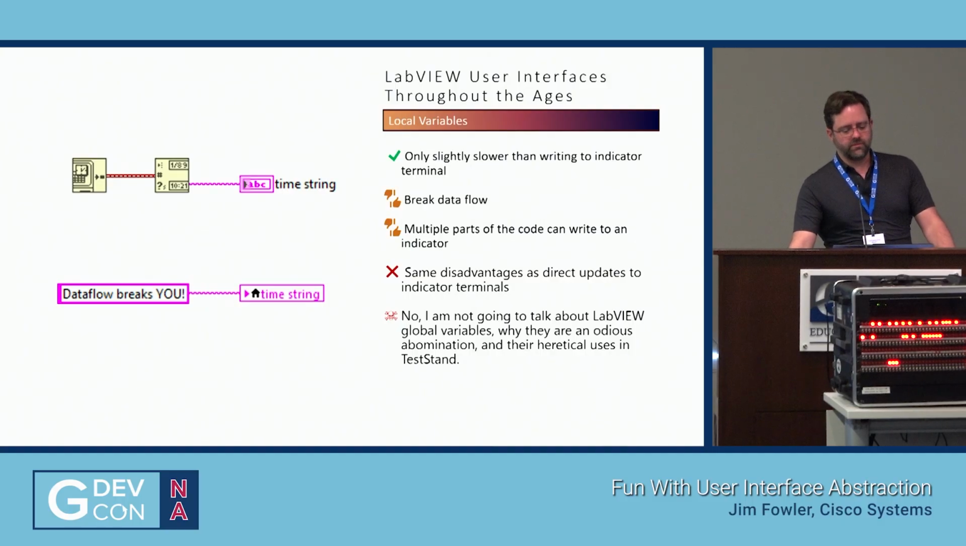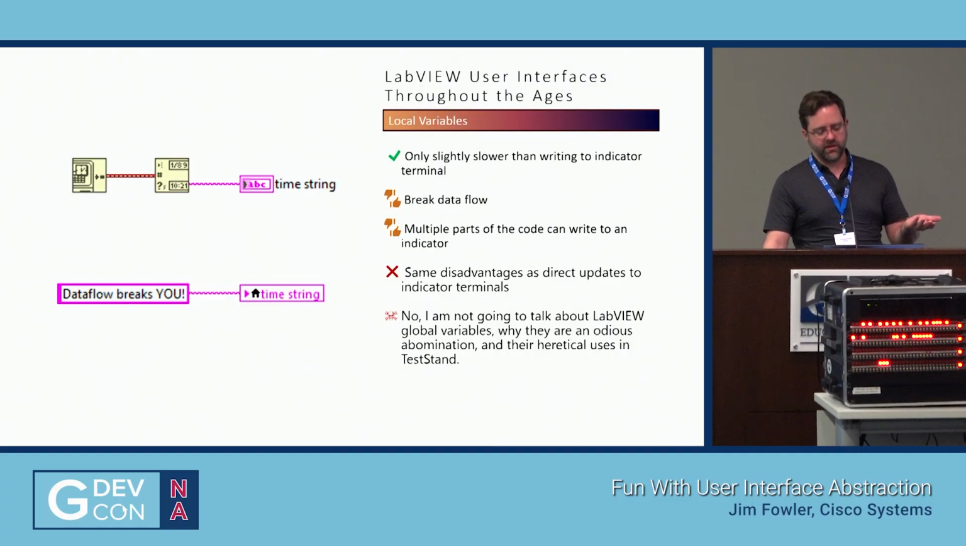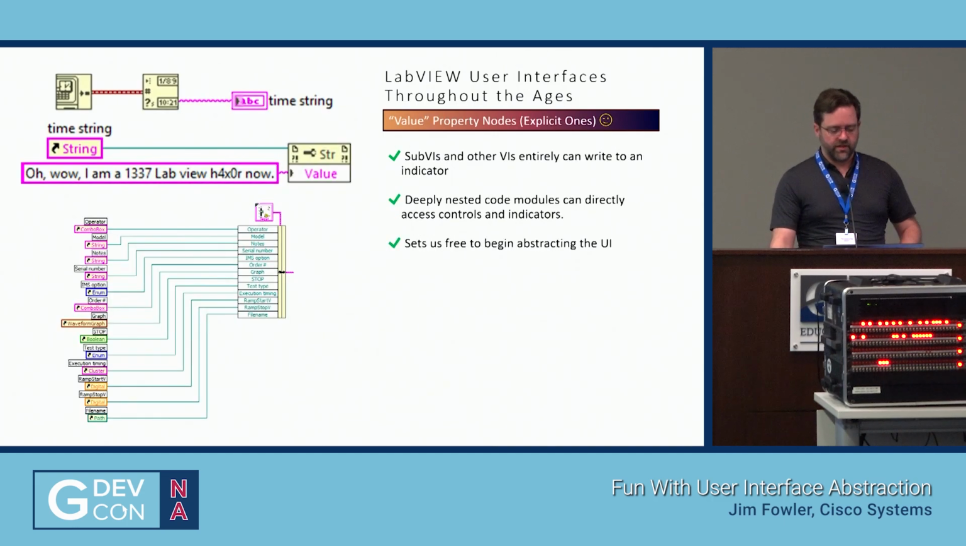Talking about local variables, they're only slightly slower than writing to an indicator terminal. Of course, they break data flow, which has advantages and disadvantages. Multiple parts of the code can write to an indicator at the same time. And it has basically the same disadvantages as writing directly to a terminal. And no, I'm not going to talk about LabVIEW global variables, why they're an odious abomination, and their heretical uses in TestStand, because TestStand's a very strange animal.